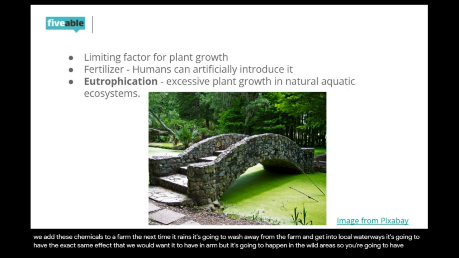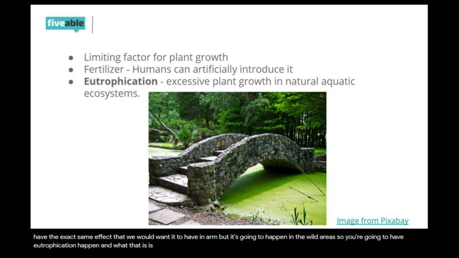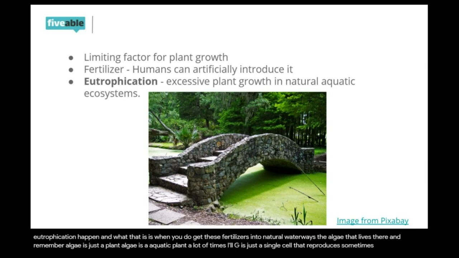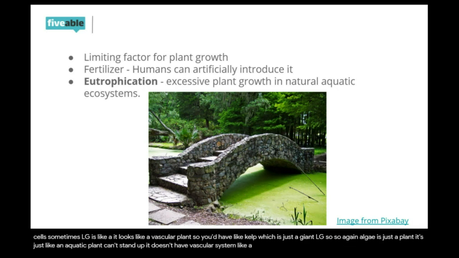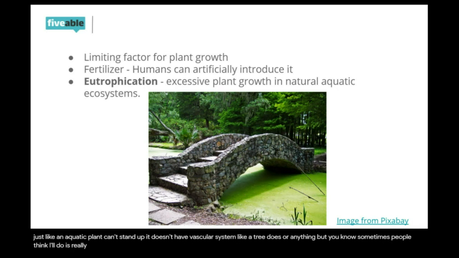So you're going to have eutrophication happen. And what that is, when you do get these fertilizers into natural waterways, the algae that lives there, and remember, algae is just a plant. Algae is an aquatic plant. A lot of times algae is just a single cell that reproduces. Sometimes it's a strand of cells. Sometimes algae looks like a vascular plant. So you'd have kelp, which is just a giant algae. So again, algae is just an aquatic plant. It can't stand up. It doesn't have a vascular system like a tree does. Sometimes people think algae is really gross, but it's just a plant that lives in the water.